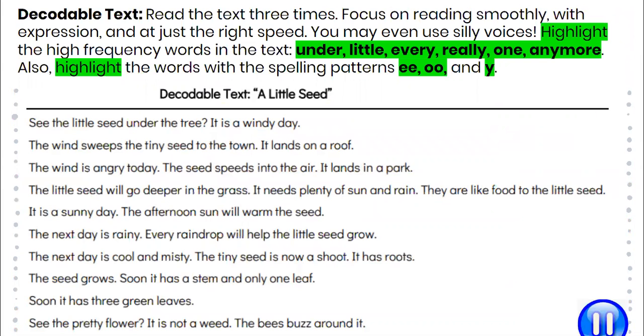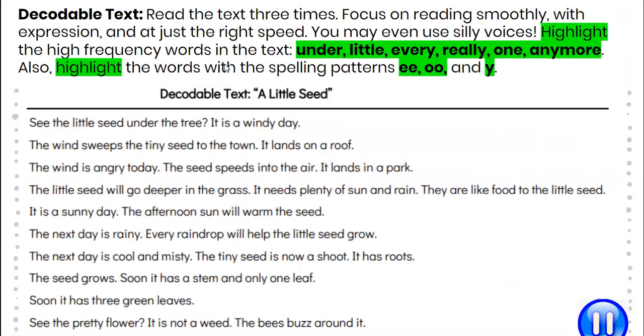Today is the decodable text day. The decodable text is called A Little Seed. You will read the text 3 times. Focus on reading smoothly with expression and at just the right speed. You may even use silly voices. Please send that to your teacher, friends. We would love to hear it.